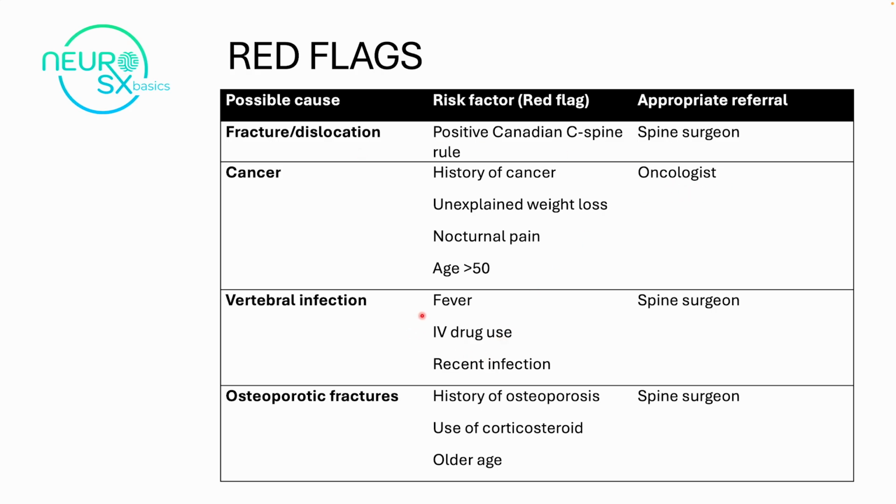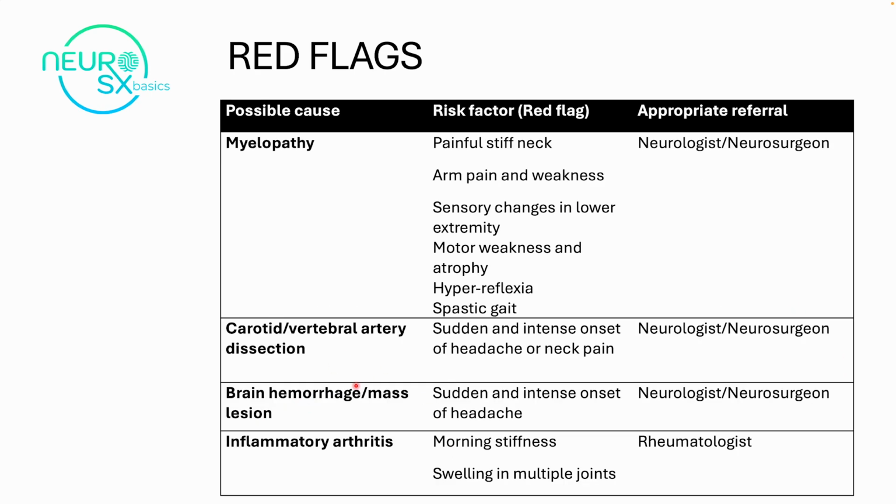If the patient has fever, IV drug use history, or any recent infection, they might have a vertebral infection and they should go to a spine surgeon. If there's any history of osteoporosis, if they've ever used corticosteroids, or they are old, they might have an osteoporotic fracture and they should be evaluated for osteoporosis.